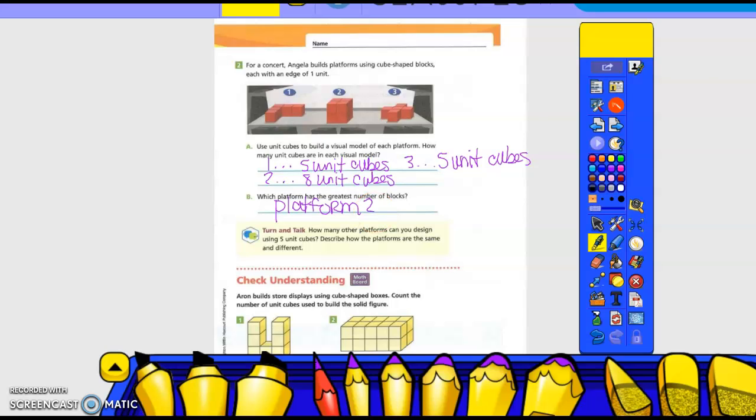All right, so check for understanding. Erin builds store displays using cube-shaped boxes. Count the number of unit cubes used to build the solid figure. So how many unit cubes do we have here in one? 7. So 7 unit cubes. Okay, how many unit cubes do we have on 2? We have 2 layers, right? How many is on that top layer? So 1, 2, 3, 4, 5, 6, 7, 8, 9, 10. Okay, and there's 2 layers, so 20.